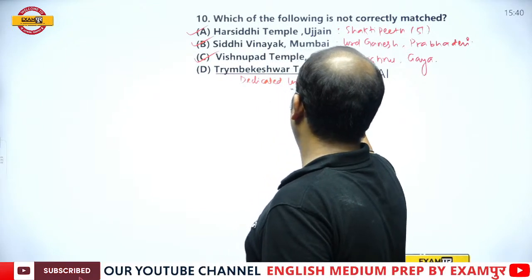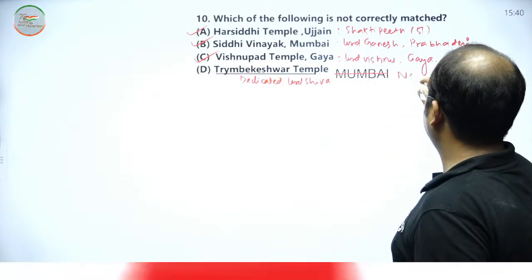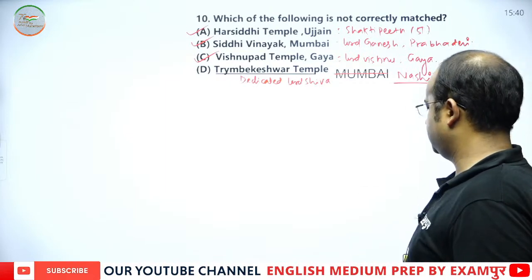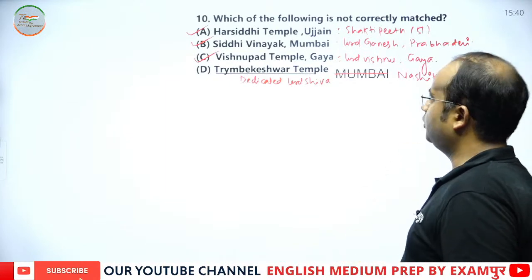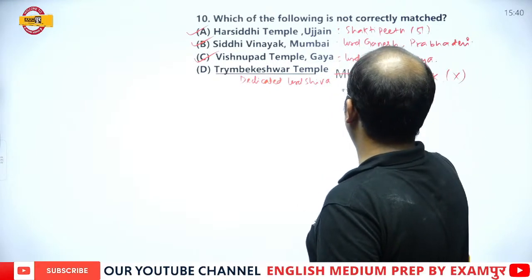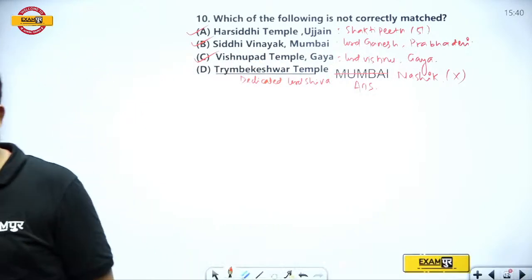Dedicated to Lord Shiva, and that is not in Mumbai, guys. This is in Nasik. So the correct answer will be option D. That is not correctly matched. That is not in Mumbai.